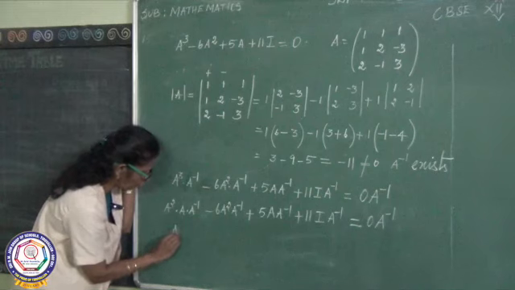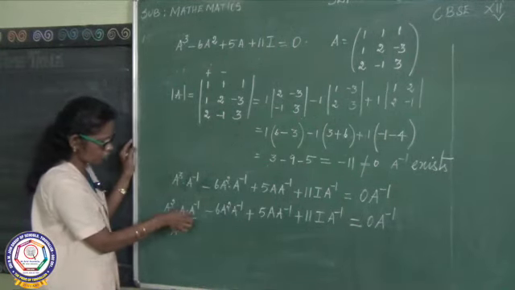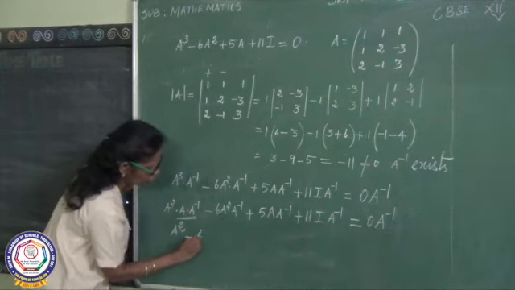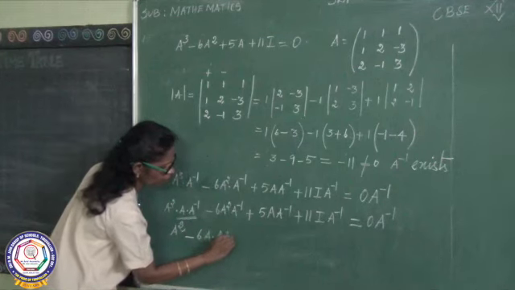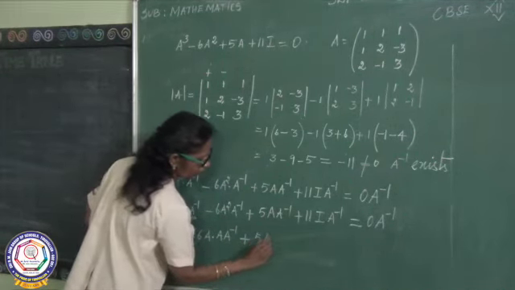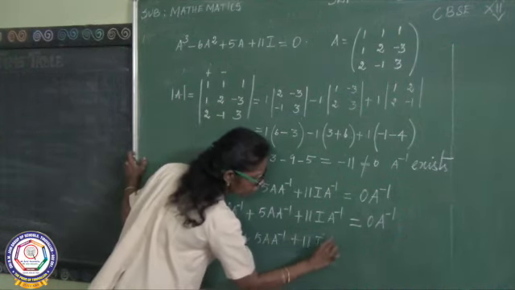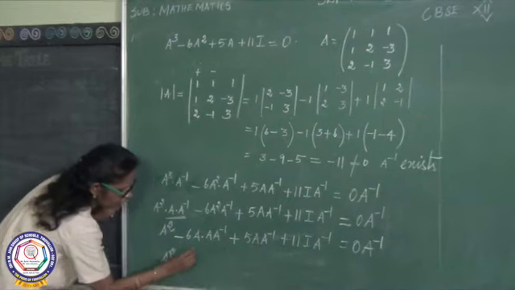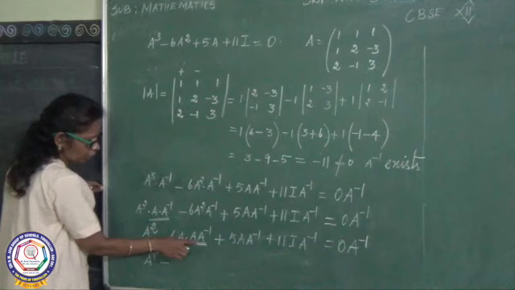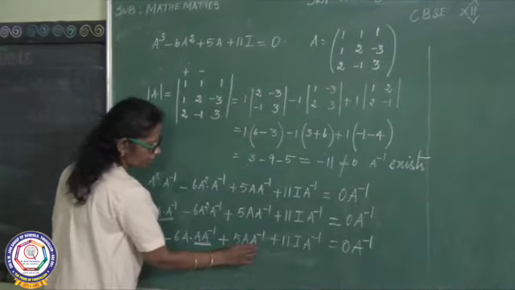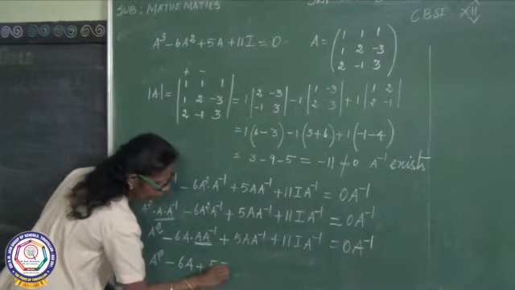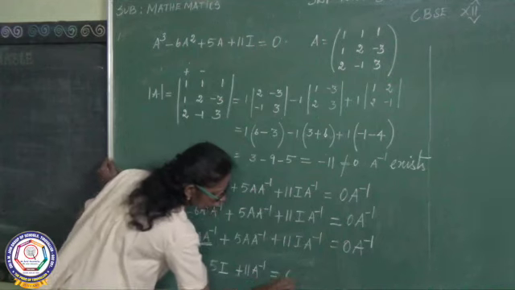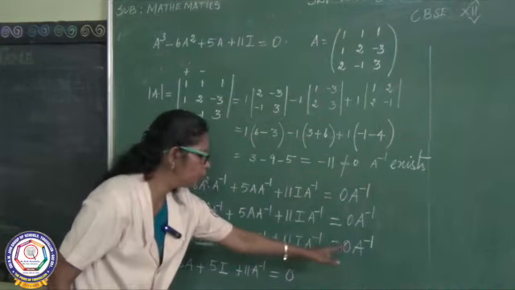So A square into I, A square. A square, this has been replaced by I. A square into I, A square, minus 6 into A into A into A inverse plus 5A A inverse plus 11I A inverse equal to 0 into A inverse. A square minus, this is I, 6A into I, 6A, A inverse as I, so 5I plus 11A inverse equal to 0. Identity into A inverse, 0 into A inverse as 0.